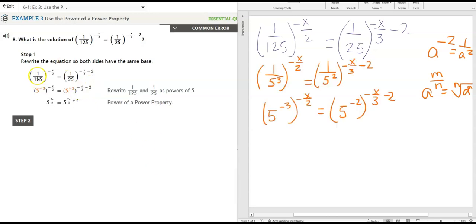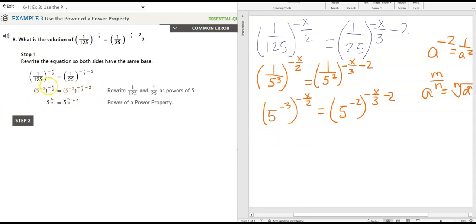So if you are confused on how we went from 1 over 125 to 5 to the negative third, I kind of broke it down over here. So here's our original problem. Then I turned the denominator into a base of 5 to the third. Then I turned it into a negative exponent to get rid of the fraction because of this property right here. Okay, so now we have this new part right here.